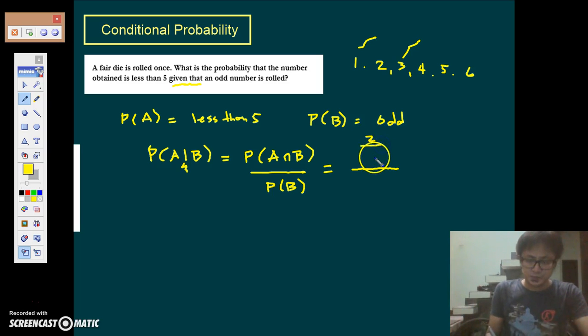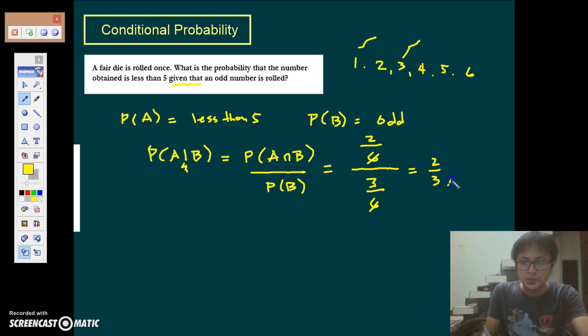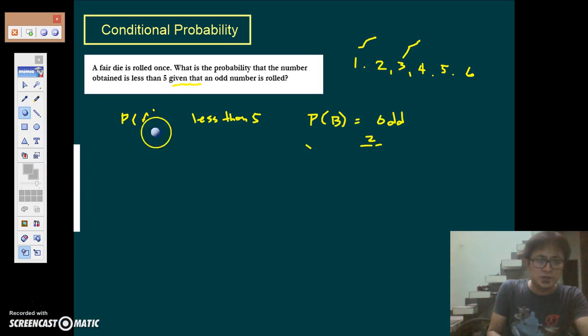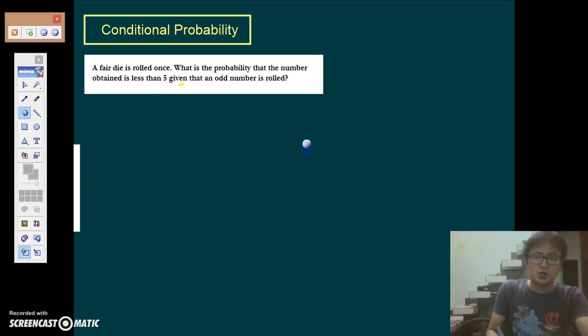Over the total, of course, the probability is 6. And then the probability that it's B, that it's odd. So how many odd numbers are there here, including 5 this time? There are 3 odd numbers over 6. So basically the answer here is 2/3. So that's it. Let's have another example, but I'll erase this first for the second example. This is a very short video, by the way, so I'll just take it slow.